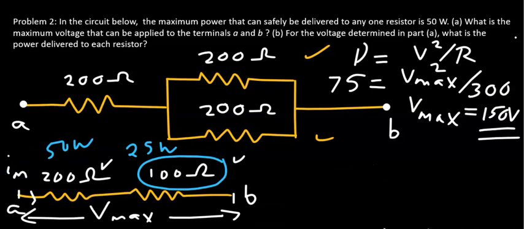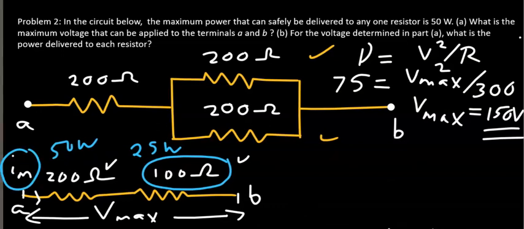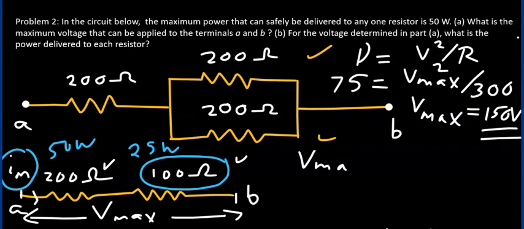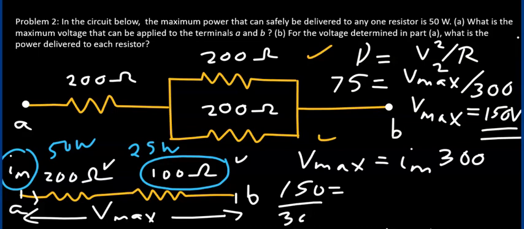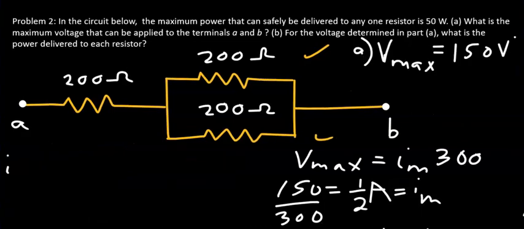To get the answers for part B, we need to know what IM is, the current through the circuit. Now, using Ohm's law, we know that Vmax equals IM times the total resistance, which in this case is 300. Now, Vmax is 150, so IM is quite simply half ampere. So that is the current IM. Note, IM is the current through the 200 ohm here, and we know that's half ampere, and it's going to split equally because here you have equal amounts of resistance.